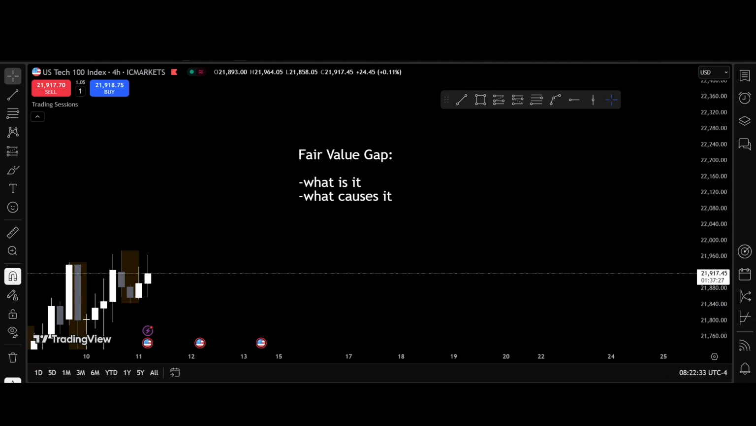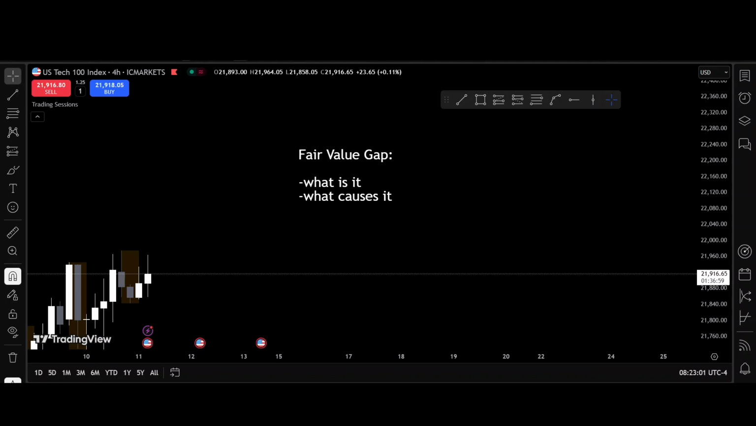Anyways, have you guys ever noticed price skip over levels without trading there? Well, that's called a void, and that's an imbalance. You got it? Alright. This is where fair value gaps come in.